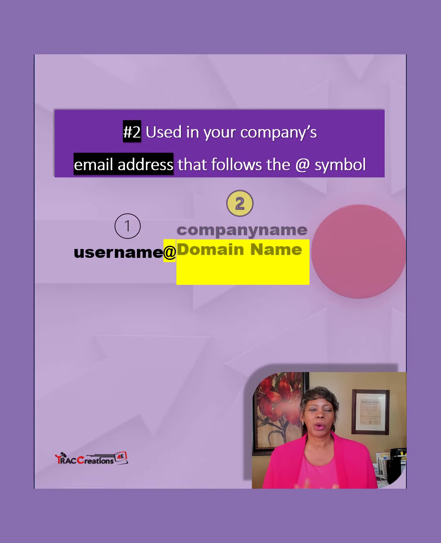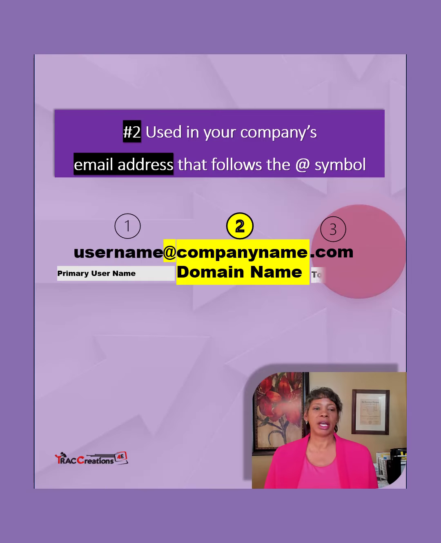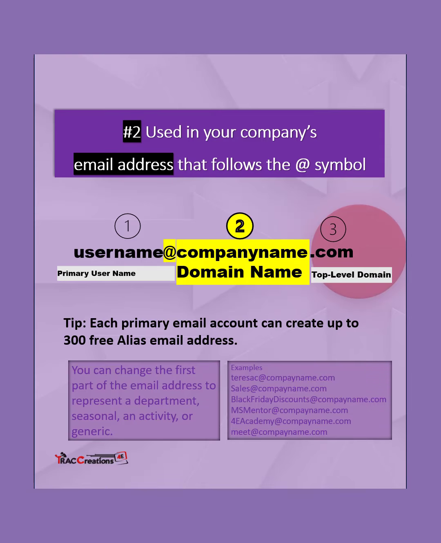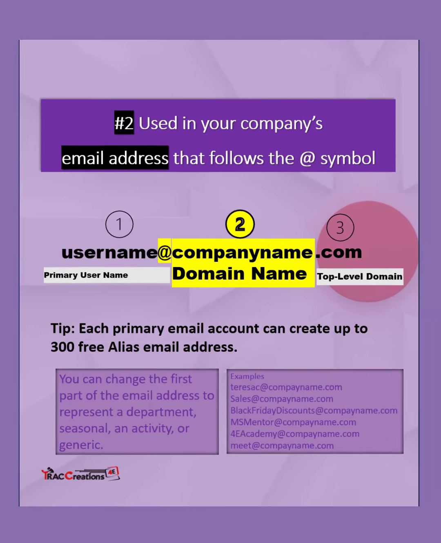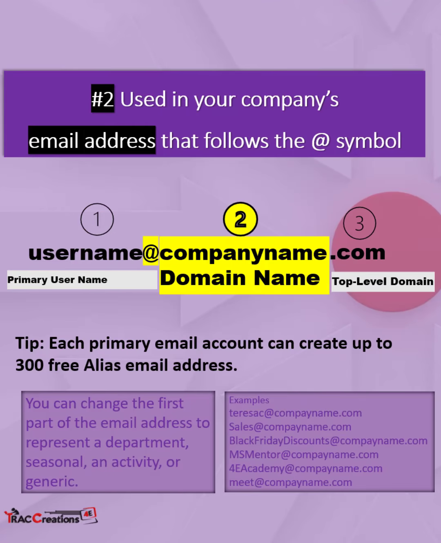It's also part of your email address. It's actually the name that follows the @ symbol. So think about that first part of the email address. It is changeable. You can have it representing a person or a department, or seasonal events. Think about Black Friday discounts.